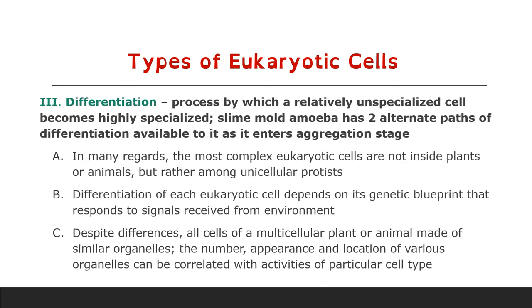Okay. So next, differentiation. This is the process by which a relatively unspecialized cell becomes highly specialized. So the slime mold amoeba has two alternate paths of differentiation available to it as it enters the aggregation stage. In many regards, the most complex eukaryotic cells are not inside plants or animals, but rather among unicellular protists. So differentiation of each eukaryotic cell depends on its genetic blueprint that responds to signals being received from the environment. Despite differences, all cells of a multicellular plant or animal are made of similar organelles. The number, appearance, and location of various organelles can be correlated with activities of a particular cell type.